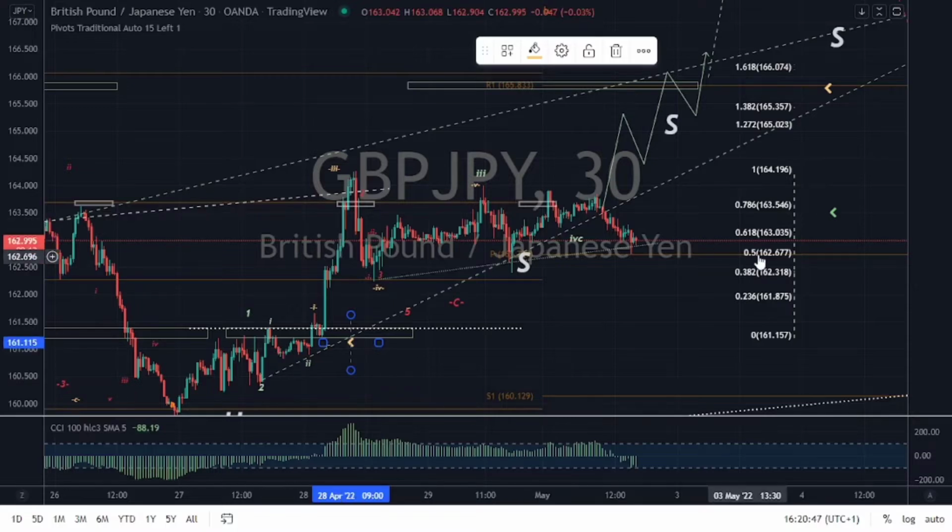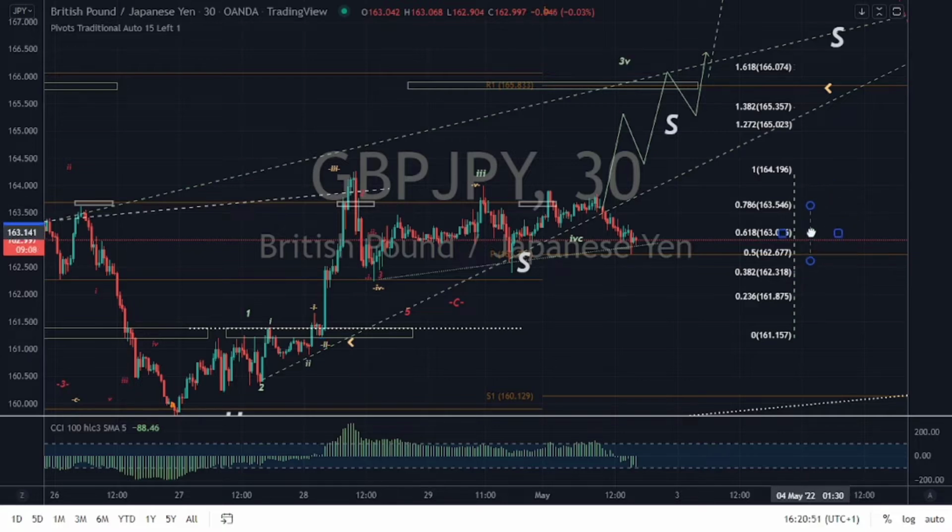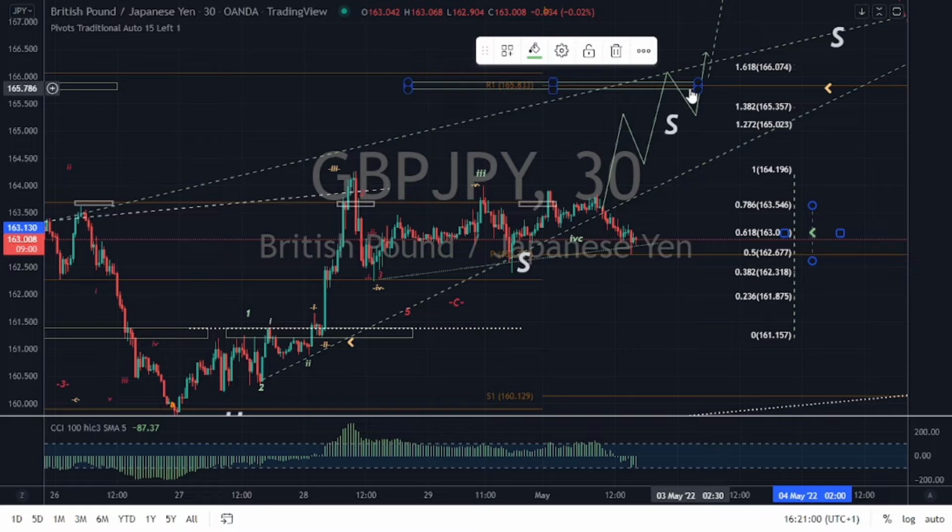Okay. It looks like we're going to have to buy 163, right? And that 163 is going to take us to 165.50 or 166. So 163 to 165.50 is 250 points. Okay, the risk, if we're going to have a hedge at that level, level 1, is going to be 200 points.